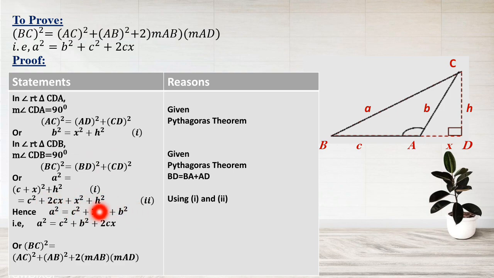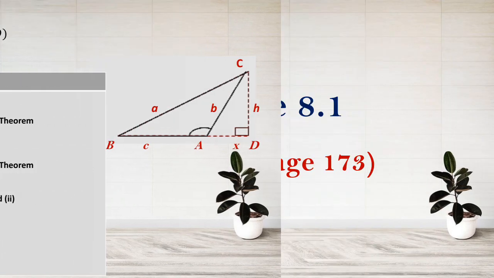Now we are left with this term, and now students, back substitute the values. Now a is replaced with its value BC, c is replaced with its value AB, b is replaced with its value AC, and substitute the remaining values, and students, here we have proved the theorem.